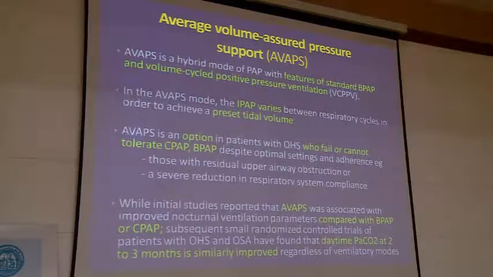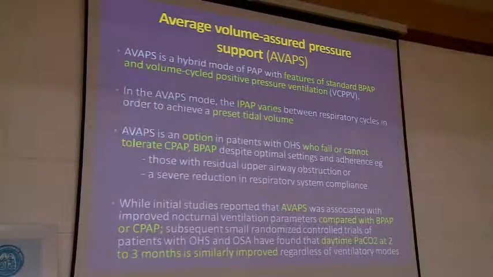Then we have something which is known as AVAPS. We all are aware of it. It's called average volume assured pressure support ventilation. This is a very fancy kind of ventilation, which is a combination of BiPAP and volume cycled positive pressure ventilation. AVAPS is only used for those patients where you use CPAP, you use BiPAP, you've done adequate settings, you're making sure that the patient is compliant with therapy, despite that the PCO2 remains high or the PO2 is low. That is the time you give AVAPS.